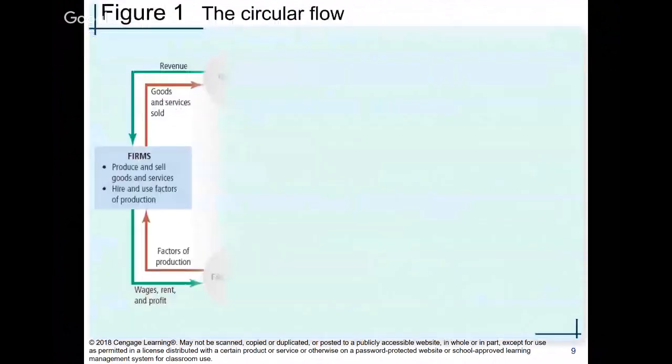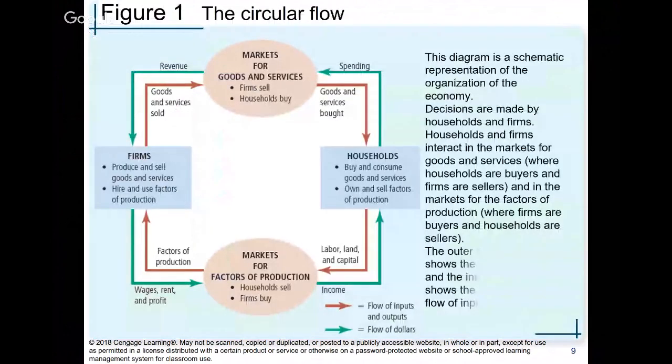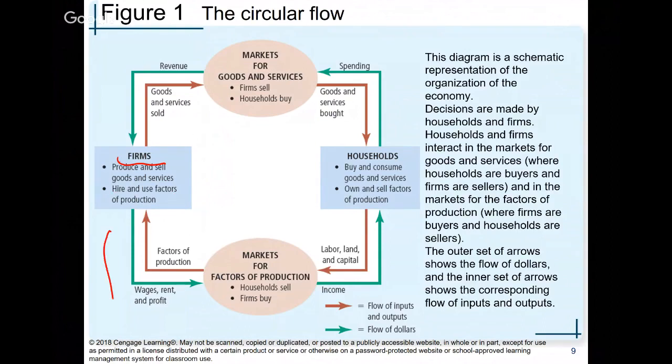So let's look at this diagram here. This diagram here is called a circular flow diagram. Now let's look at the firm first. So for firms, they produce the good and service, and then they will sell the good and service. And at the same time, they will hire factor productions. So the firm will first go to the market for factor productions. They want to hire workers, and then they will pay workers with wage, rent, and profit. And this money will in turn be given to our household.